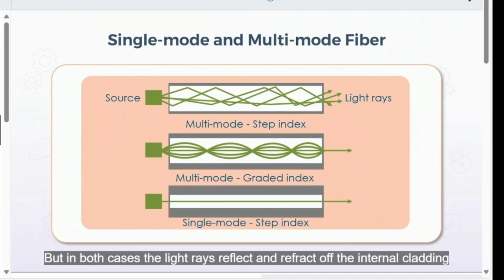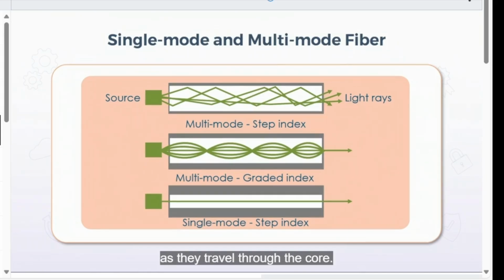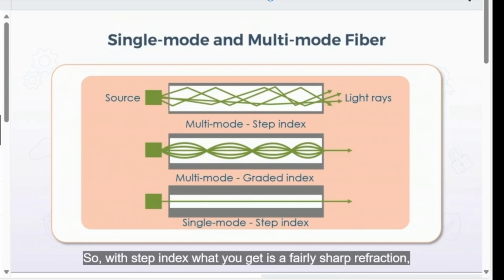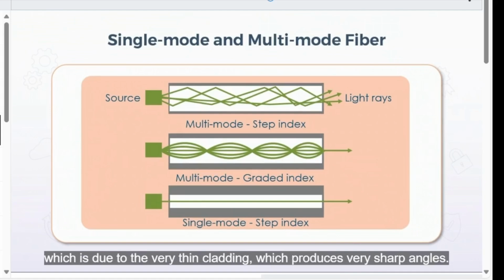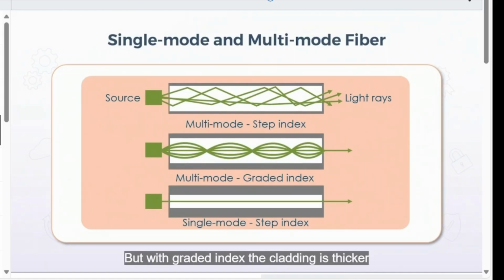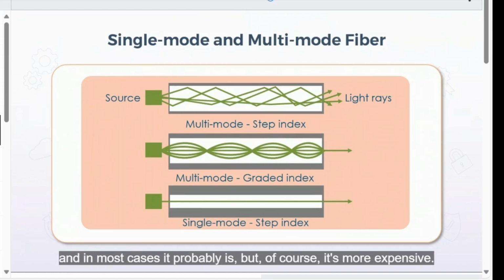But in both cases, the light rays reflect and refract off the internal cladding as they travel through the core. So with step index, what you get is a fairly sharp refraction, which is due to the very thin cladding, which produces very sharp angles. But with graded index, the cladding is thicker and the light rays refract in a smoother, more regular manner. In other words, graded is gradual and step is very sharp. So it might seem like the graded index is a better choice, and in most cases it probably is, but of course it's more expensive.